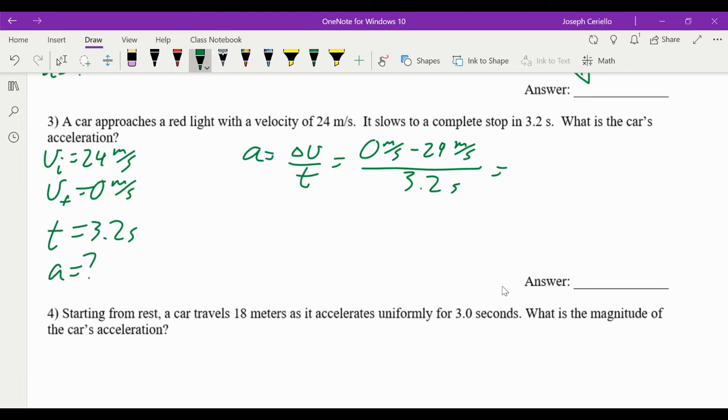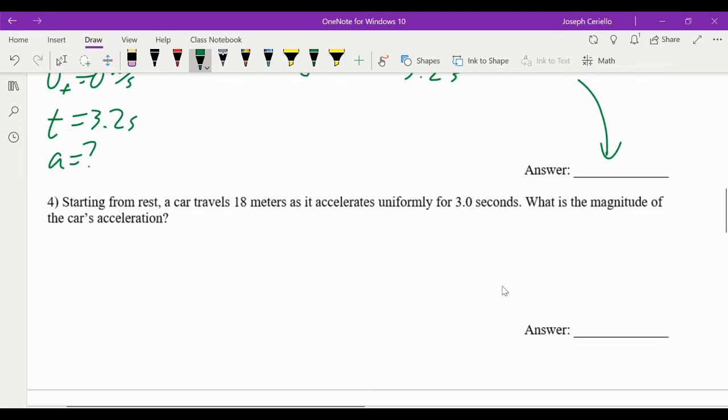Right, so negative 24 divided by 3.2 is negative 7.5 meters per second squared. Starting from rest, all right, so next one here, the initial is 0.